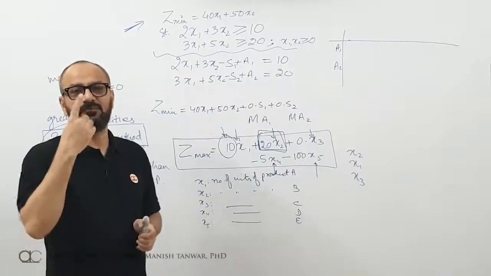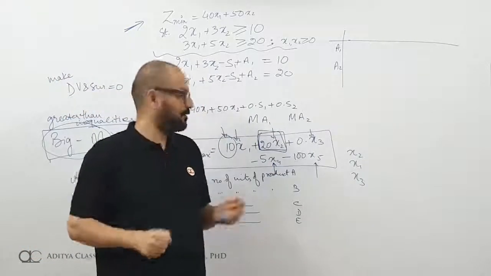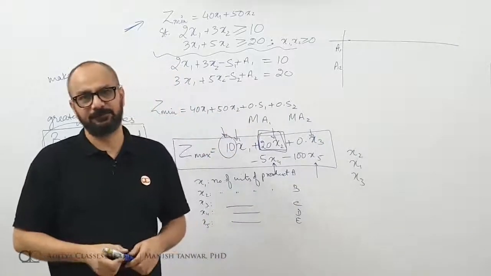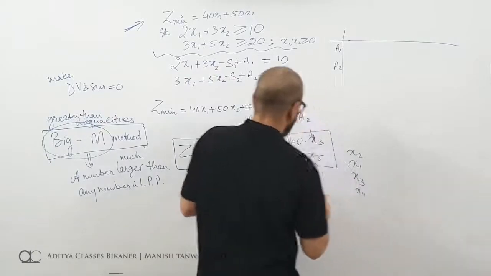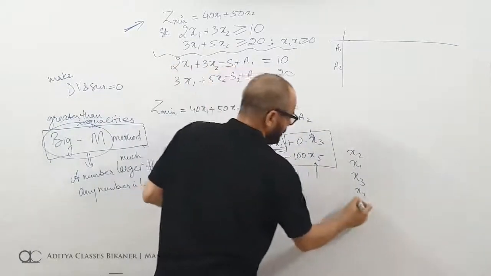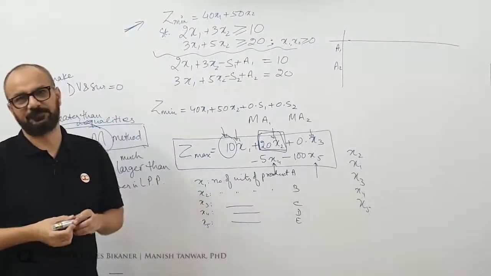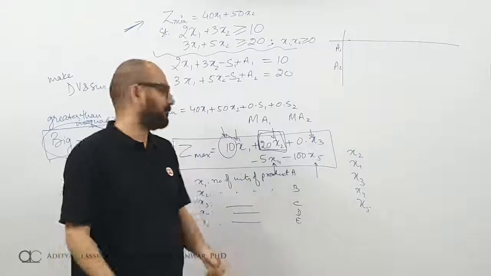Why? Because 1 unit of X4 will eat up only my 5 rupees of profit. But 1 unit of X5 will eat up my 100 rupees of profit. So, my next choice will be X4, and then if someone pushes me further, then my last choice will be X5. Now, this was a very important example.